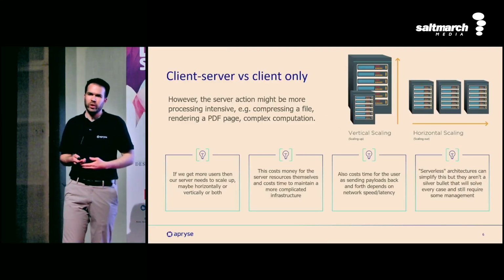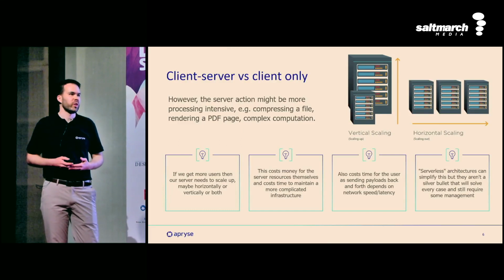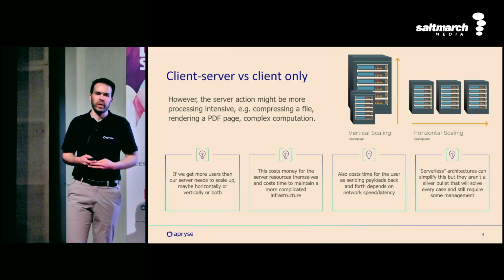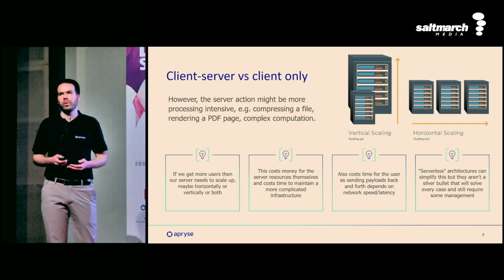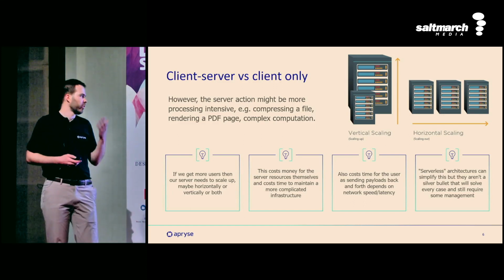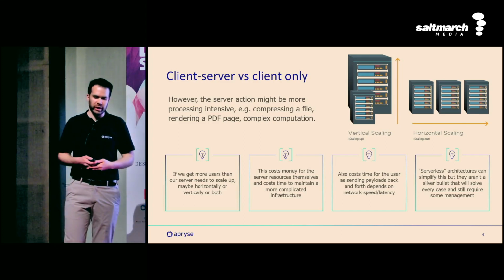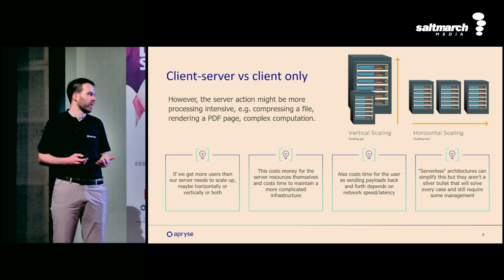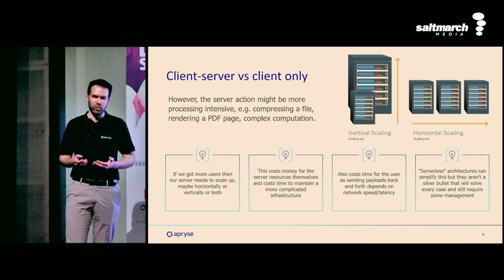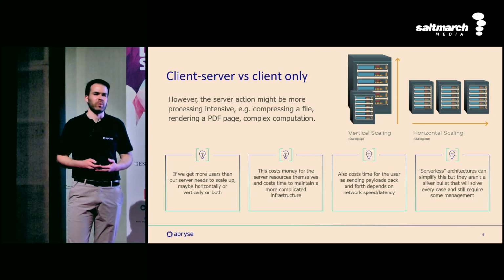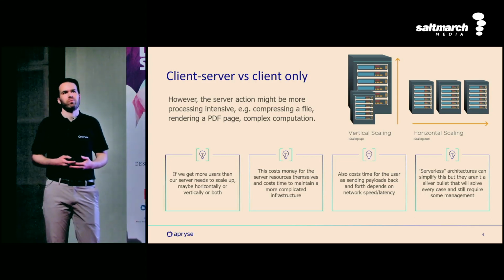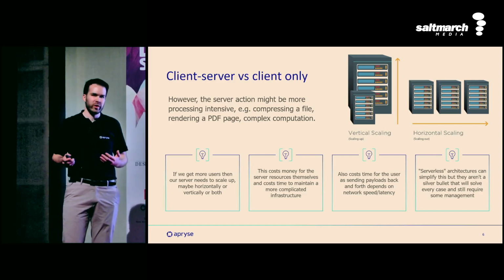Sometimes with our server applications, what we're going to be doing on the server is a bit more intensive. So we might be compressing a file. We might be rendering a PDF page. We might be doing computation. Of course, as we get more users, we're going to need to scale up. It's going to cost us more money as we scale up our server, and cost us more time to maintain that more complicated architecture. It's also going to cost us time for our users. Our users have to wait for the network. It's going to be sending information back and forth.